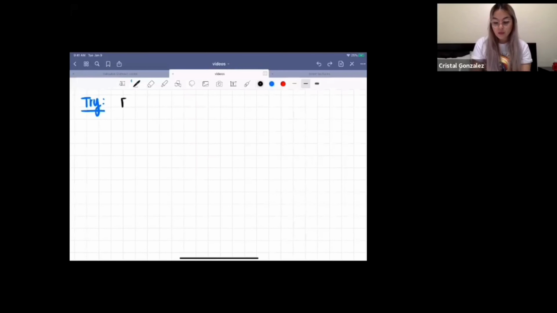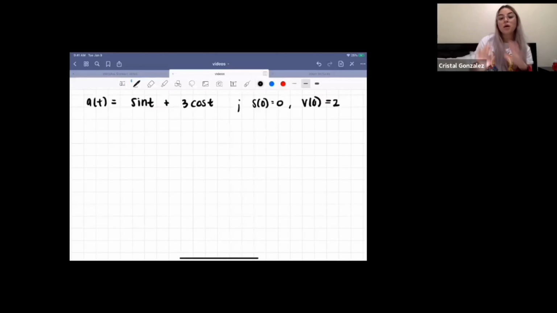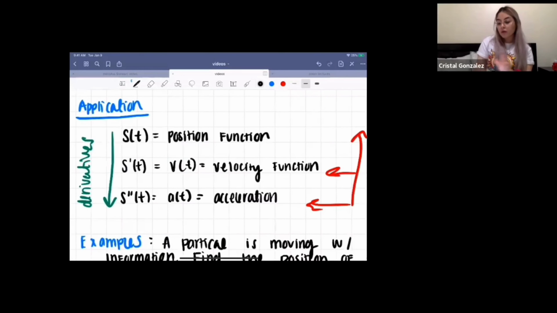So we're going to find the position, where A of t is equal to sine t plus 3 cosine t. Now I'm going to give you two conditions. The position at time equals 0 is equal to 0, and my velocity at time 0 is equal to 2. So go ahead, pause the video, and figure out how you're going to get to your position function from your acceleration function. It might be a good time to look at your diagram here and ask, how do I get from here to here?